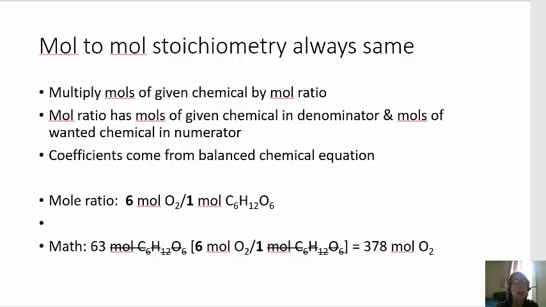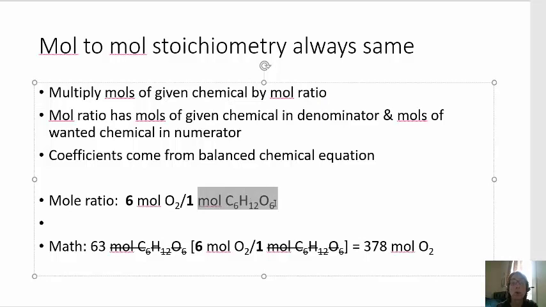The mole ratio always has the same format. The given chemical is always in the denominator, so for us, moles of glucose is going to be in the denominator. And the chemical that we're trying to find out about always goes in the numerator. We're trying to find out about oxygen, so moles of oxygen goes in the numerator. So the mole ratio has moles in the numerator and the denominator. The chemicals are different. The chemical in the denominator is the chemical you're starting with, and the chemical in the numerator is the chemical that you're solving for.